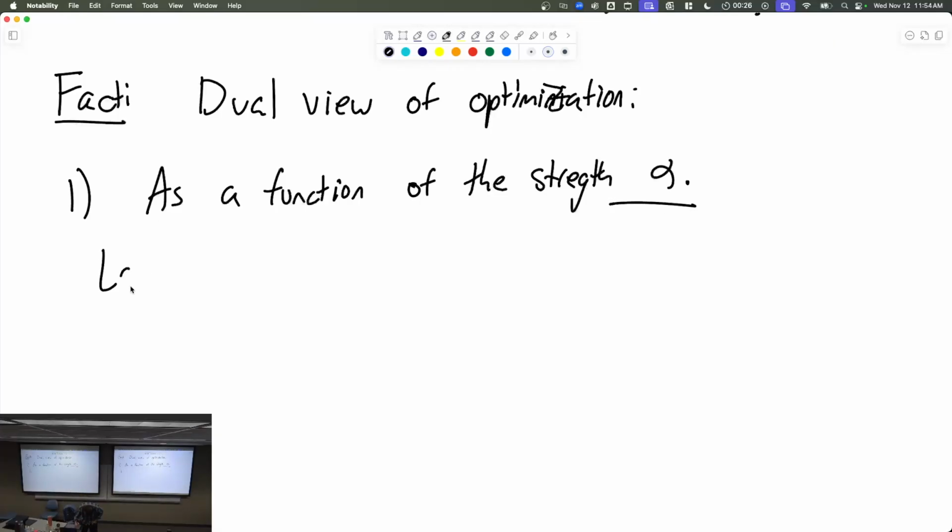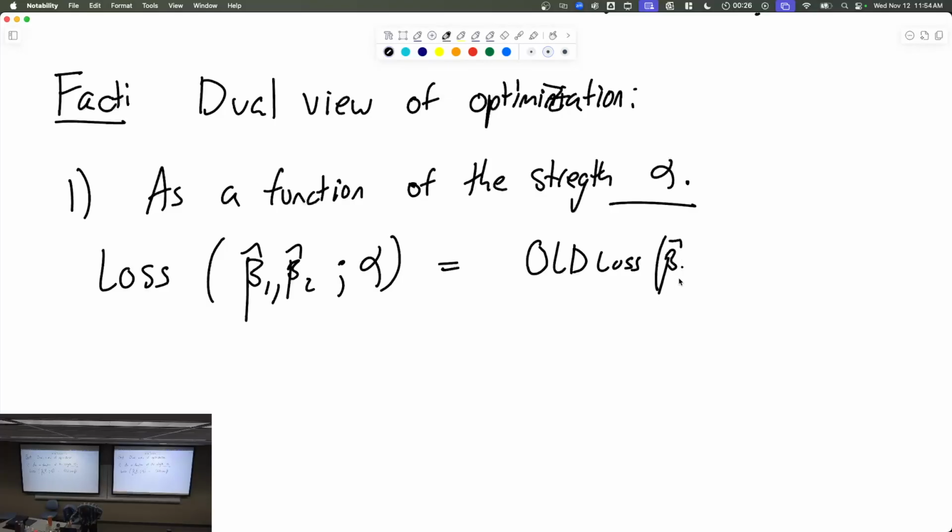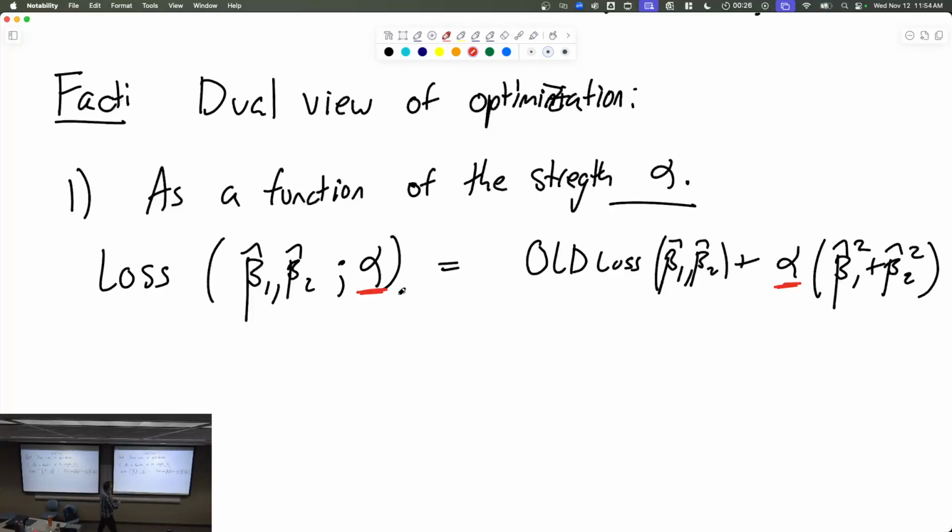So we've been saying we have the loss, and the loss depends on beta hat 1, beta hat 2, and alpha. And it really is the old loss, the original loss of beta hat 1, beta hat 2, plus alpha times this regularization term. Let's do the ridge regression for now, beta hat 2 squared. So it depends on alpha through this multiplication term. And as you increase alpha, you make the coefficient smaller and smaller. You increase this penalty term, and then eventually the only way to minimize this whole thing is to make beta hat 1, beta hat 2 very close to 0. And this is the kind of thing we saw last week as well.